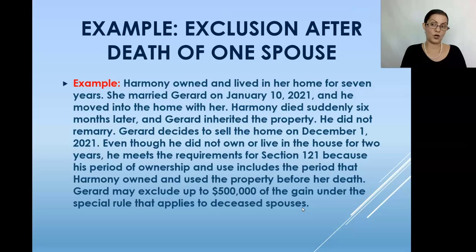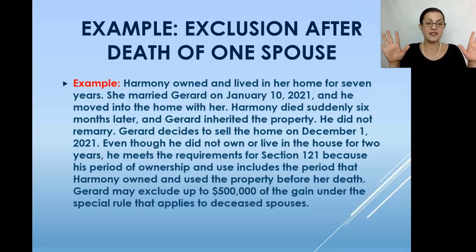So he gets her $250,000 exclusion, and he also gets his $250,000 exclusion because she would have qualified if she was still alive. And then because she's dead, her ownership period and her use period tacks onto him. So then he automatically qualifies too. And he's actually allowed to exclude up to $500,000 of gain if he sells the property within 2 years of her death. All right, that's just a special rule for deceased spouses.